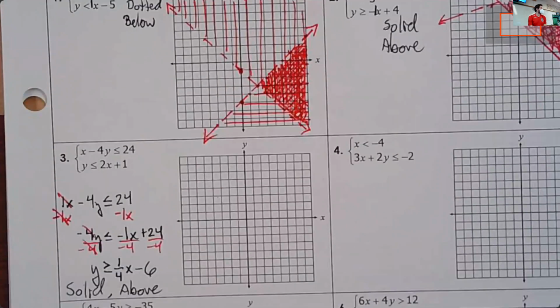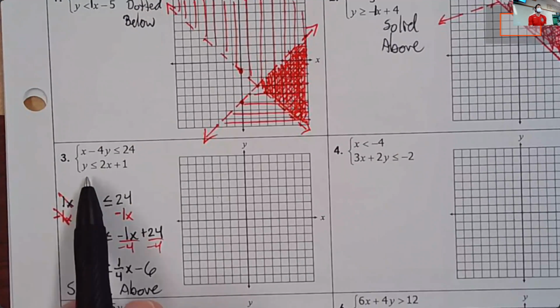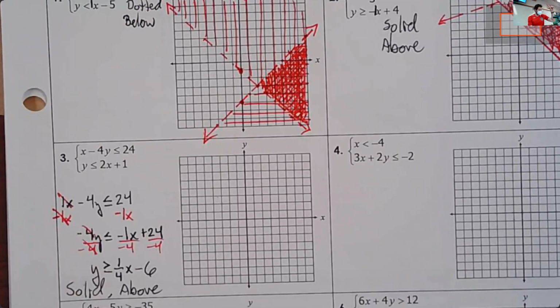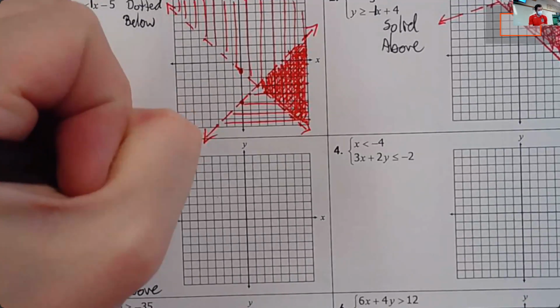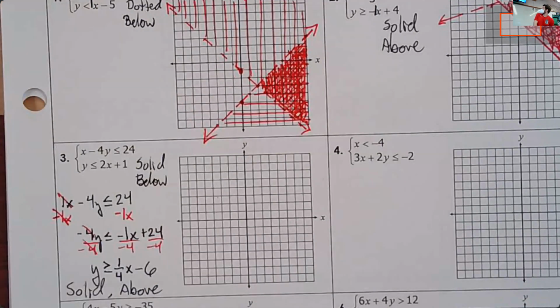Our other line. What are our two decisions on here? What type of a line? Solid, yep. And below, yep. Less than means below. So solid line, shade below. So both solid lines this time, shading above one of them, shading below another one.